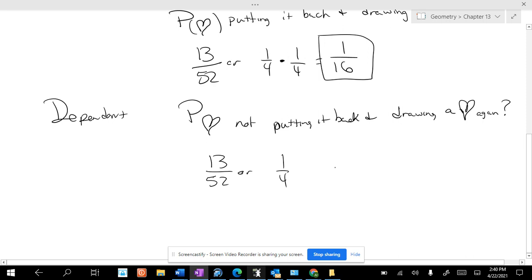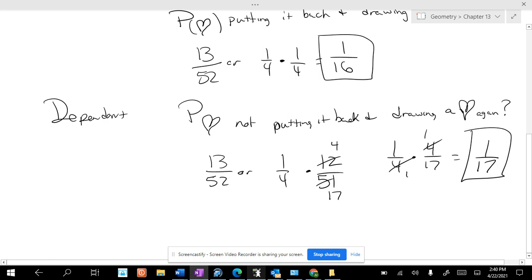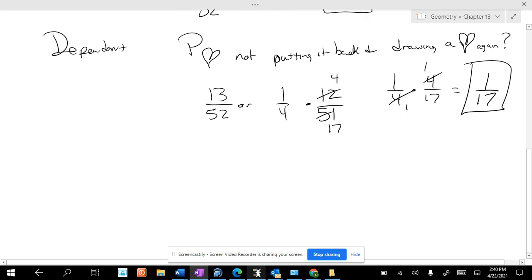But the second time, if you don't put it back in, how many hearts are left? 12. How many cards are left? 51. Now, 12 over 51 reduces down. 12 over 51, 3 goes into each. So this is 4 and 17, I think, right? So you got a 4 out of 17 chance. So you got a 1 out of 17 chance of drawing hearts back to back if you don't put the card back in. Okay?